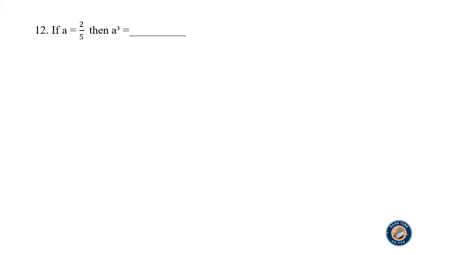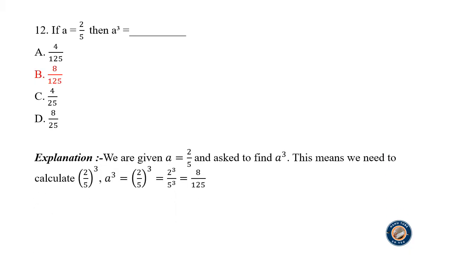Question number 12. If a is equal to 2 over 5, then a cubed is equal to dash. A. 4 over 125, B. 8 over 125, C. 4 over 25, D. 8 over 25. The answer will be 8 over 125.